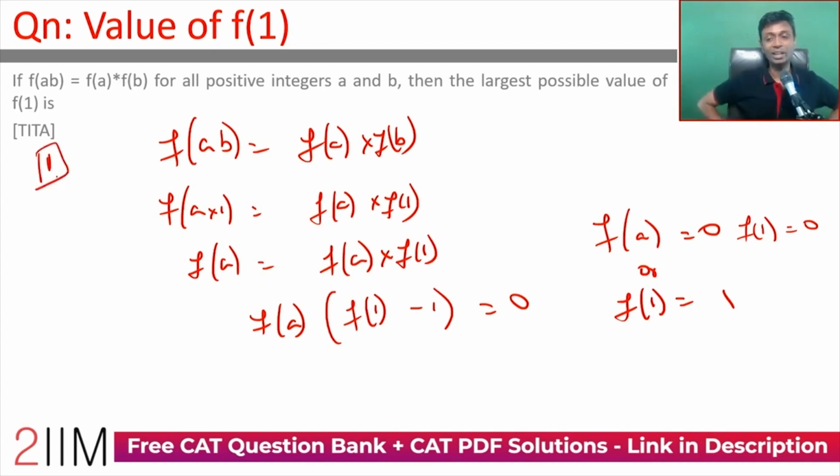F of 1 could either be 1 or it could be 0. If the constant function F of A equal to 0, then F of 1 will also be 0. If that is not the case, then F of 1 is 1. The largest possible value of F of 1 is 1.